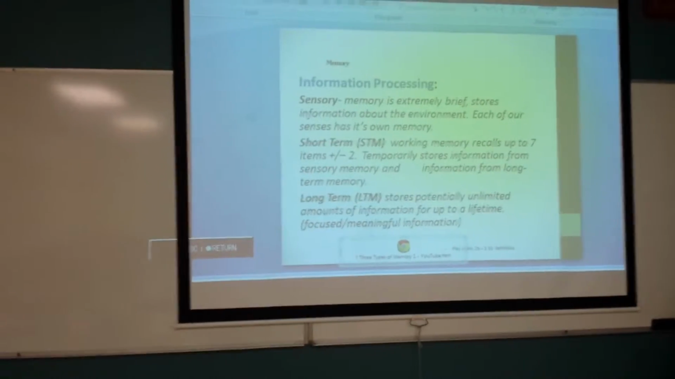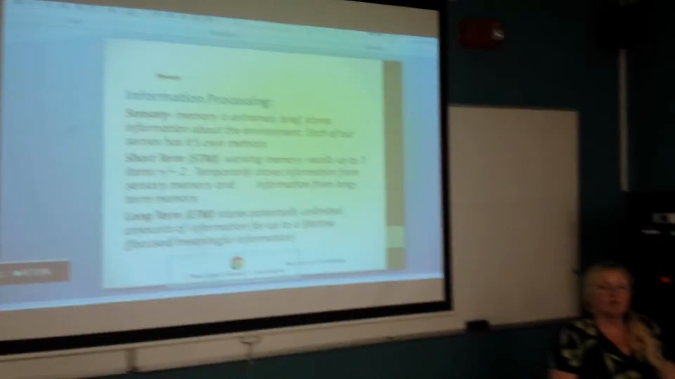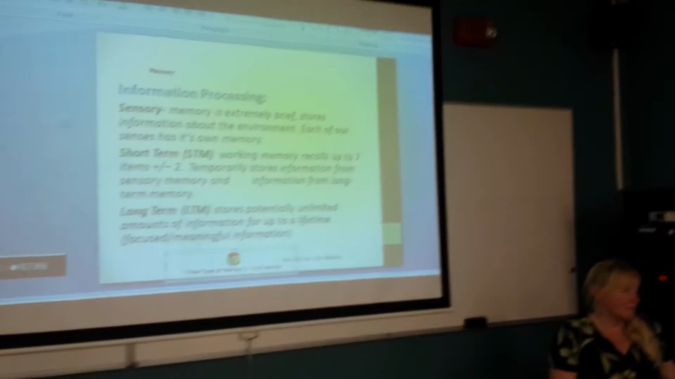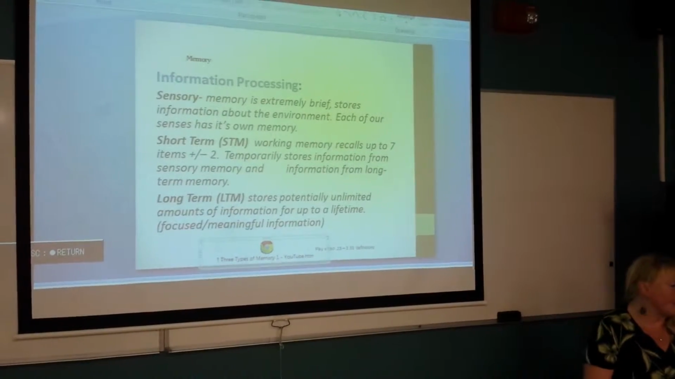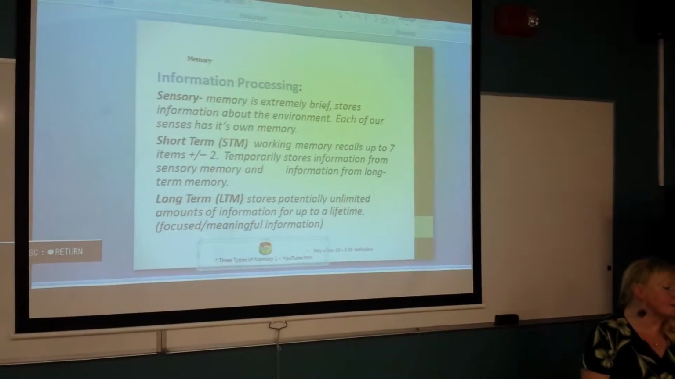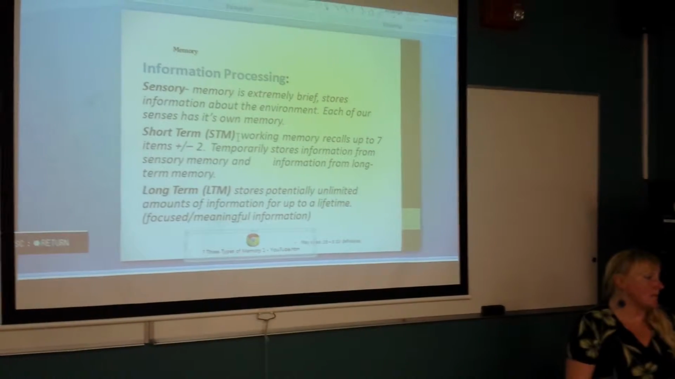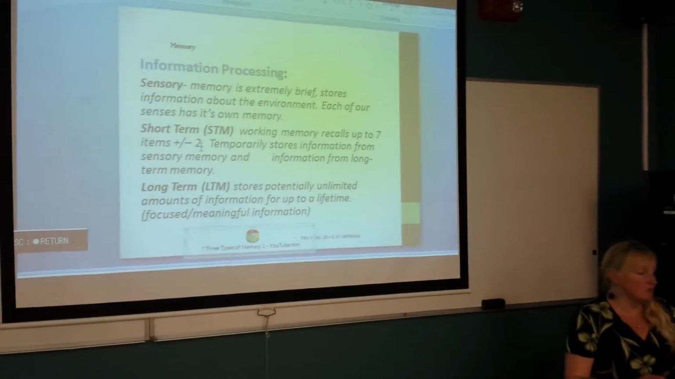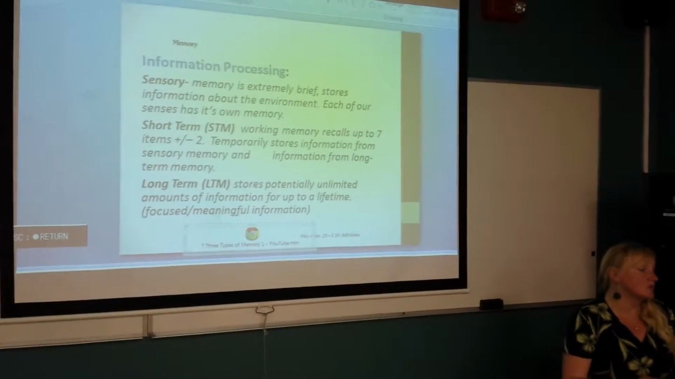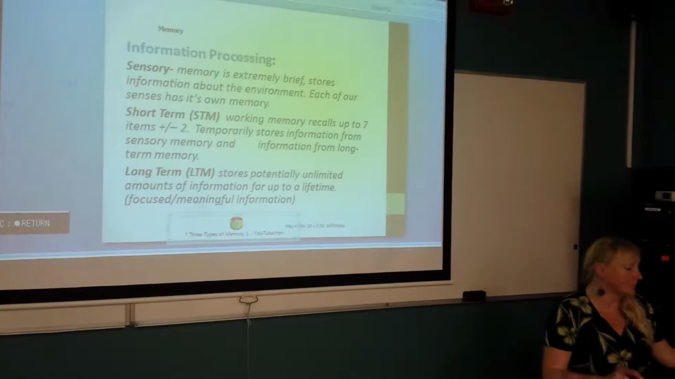Information on short-term memory was gained by a psychologist by the name of George Miller in 1956 in a paper called The Magical Number 7, Plus or Minus 2. And Miller reported the capacity of our short-term memory was limited. So short-term memory is working memory that recalls up to 7 items plus or minus 2, as his paper stated. It temporarily stores information from sensory memory and information from long-term memory.